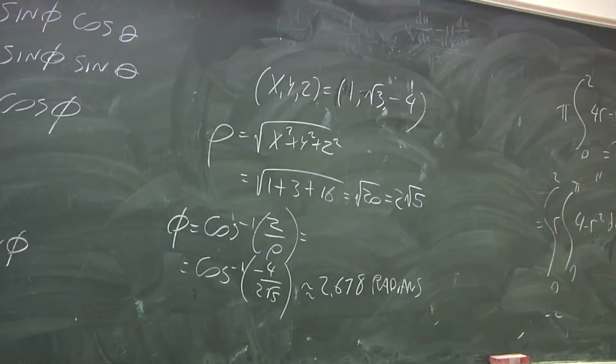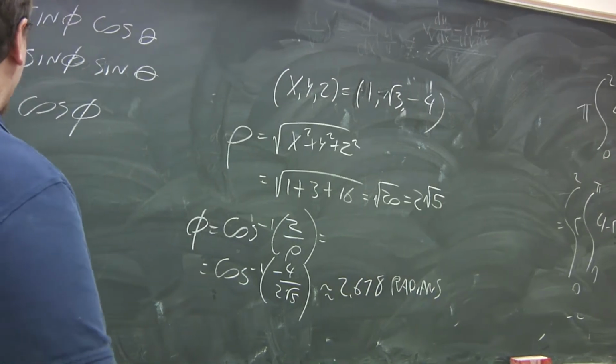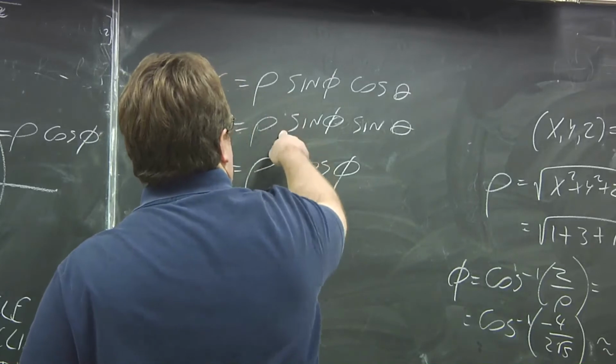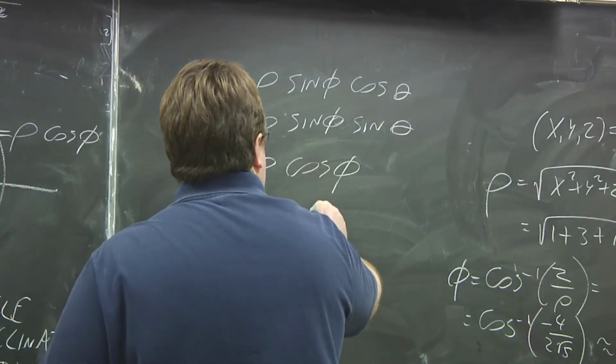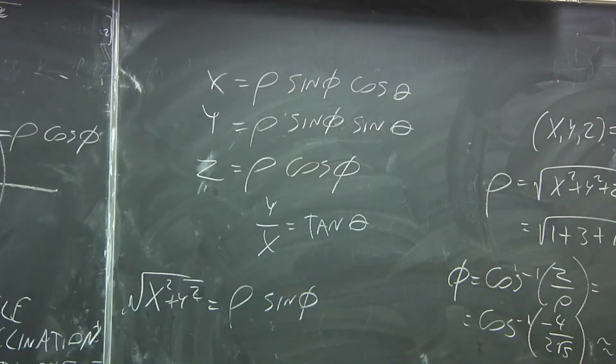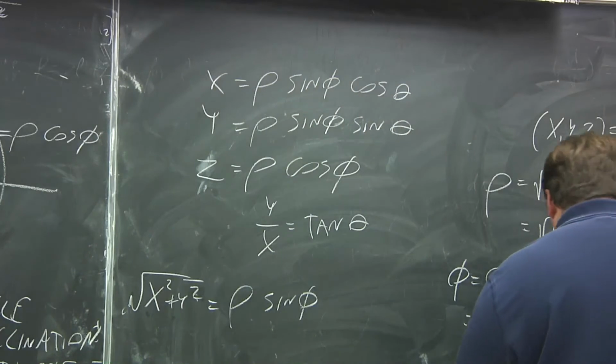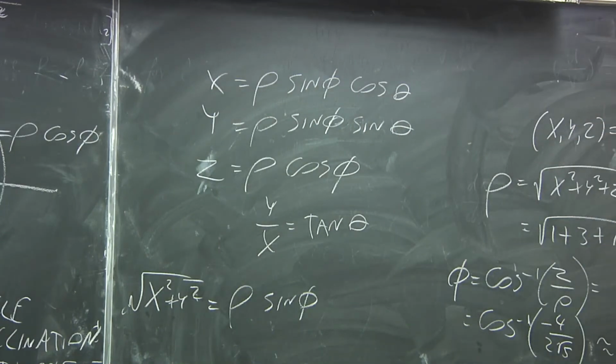And then we get theta in a way suggested. Y over x causes a rho and a sine phi to cancel out. So we get tangent theta. So it's the exact same relationship as in polar coordinates. So now we can get theta without too much trouble.